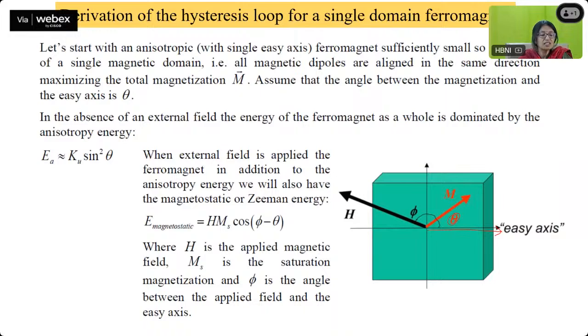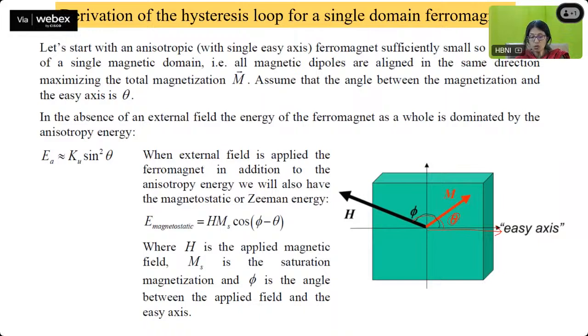So the magnetic anisotropy energy, which is E_A, will be equivalent to K_u sin^2 theta. Now when an external field is applied to the ferromagnet, in addition to the anisotropy energy, we will also have a magnetostatic or Zeeman energy. And this magnetostatic energy is nothing but -H M_s cos(phi - theta). This phi is the angle which the externally applied magnetic field makes with the easy axis, and then you have theta for the magnetization. So H is the applied magnetic field, M_s is the saturation magnetization, and phi is the angle between the applied field and the easy axis.